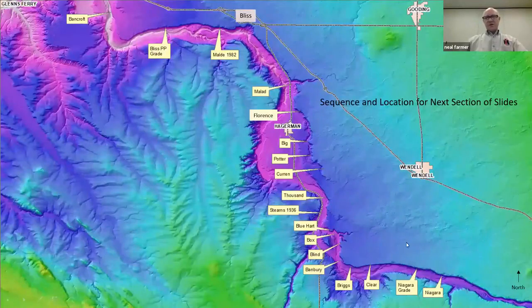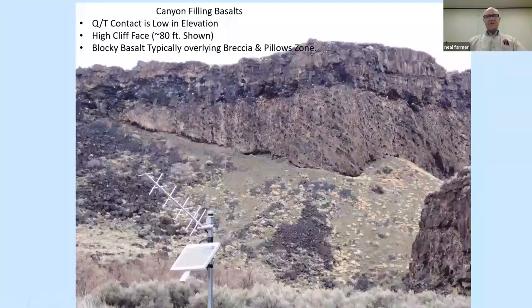So again, just a reminder, we're now going to start a sequence of fun photos, let's say from Niagara down along these springs to Bancroft. Some of the characteristics of valley-filling basalts: when the QT contact, the Quaternary-Tertiary contact, is very low in elevation, you get very high cliff faces. Here we have blocky Quaternary basalt, younger basalt, deposited on top of bedded brecciated pillows that filled an ancient canyon. That's about an 80-foot cliff face right there.